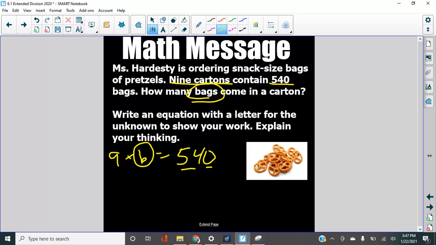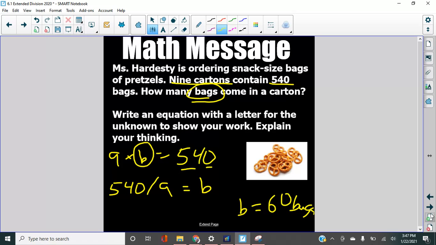Now, if I wanted to write this as a division problem, I could. Watch. When you write a division problem, the larger number comes first, unless you're dealing with fractions, but we're not. The larger number comes first, divided by, right? The slash is how you indicate divided by on the keyboard. 540 divided by 9, so 540 of these things divided into 9 groups equals B for bags. And we just know that our B would be 60 because 60 bags are going to come in a carton.